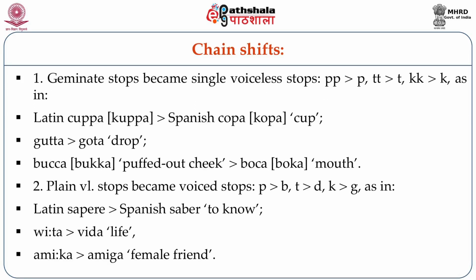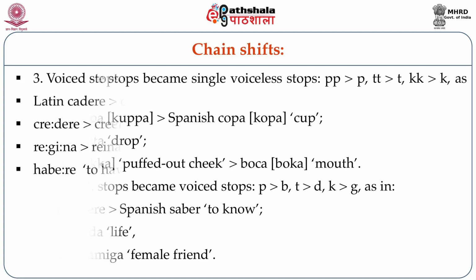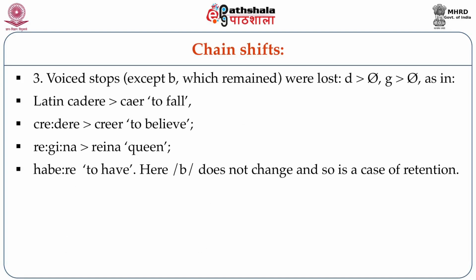Geminate stops became single voiceless stops. Plain voiceless stops became voiced stops. So, pa, ta, ka became ba, da, ga. Examples are given. Third, voiced stops except ba, which remained, were lost. So, da and ga became 0. The examples are provided here.